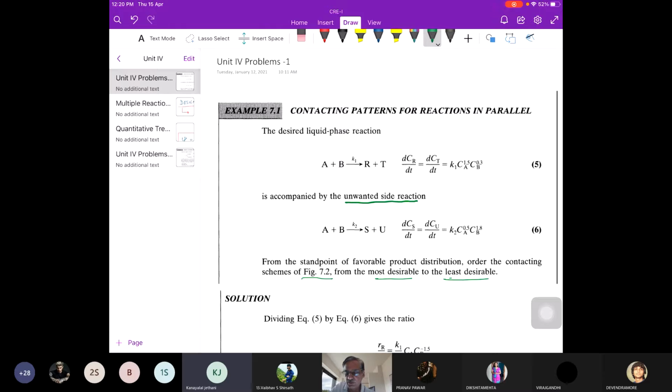How many have not understood the problem? Contacting schemes are given, rate of reaction is given, we have to find out which pattern to use to get the best or maximum desired product. And this has appeared in one of the final exams. कैसे करेंगे? Any idea?